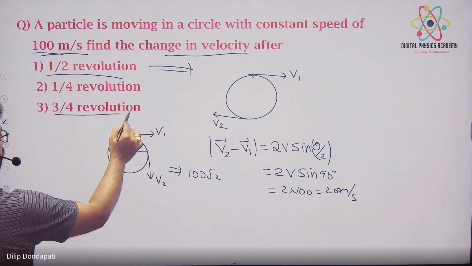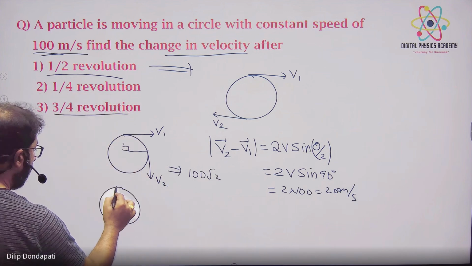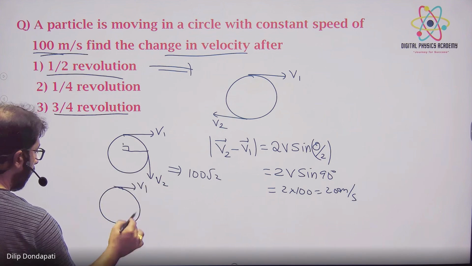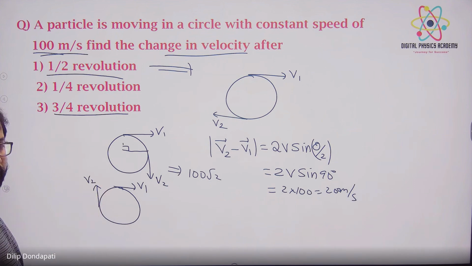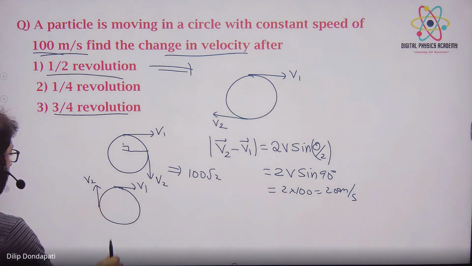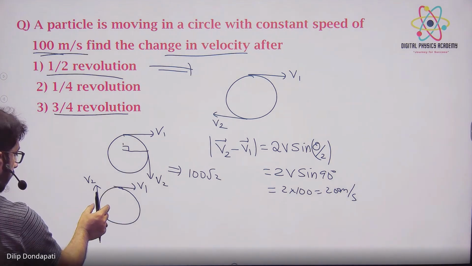That will be 3/4 revolution, meaning where is the particle? The particle is here. 3/4 means 75, right? Now shift in parallel. What is the angle like this?